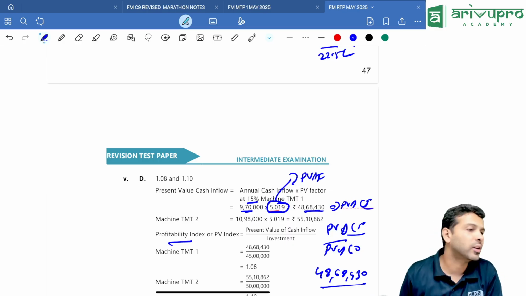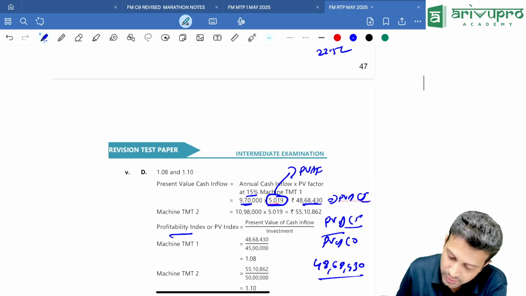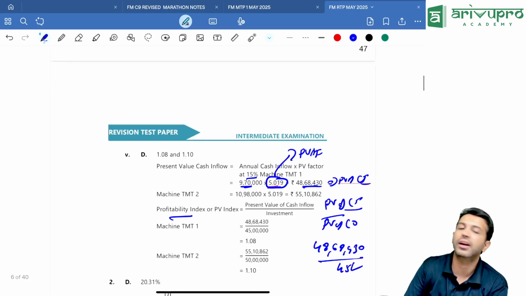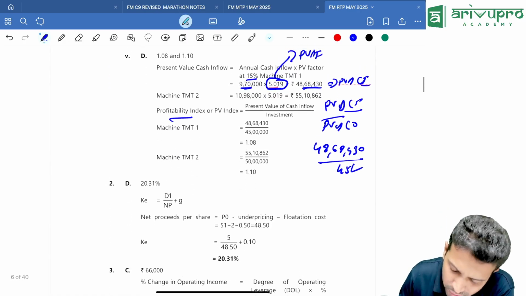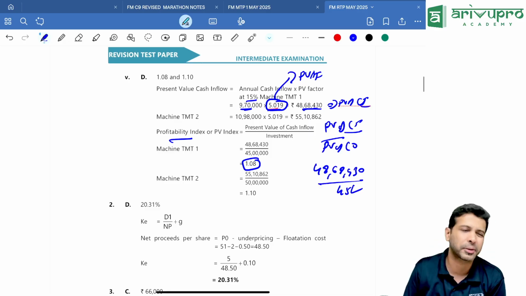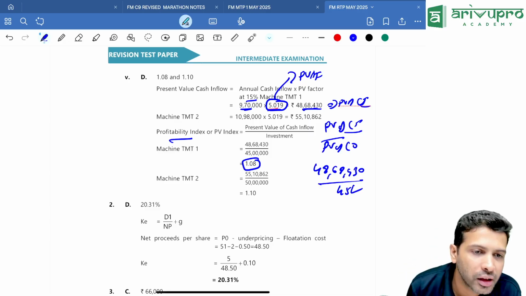48,68,430. That is the present value of cash inflow divided by present value of cash outflow. For machinery 1, the outflow is 45 lakh. You will get a profitability index of 1.08. That's all. Done, people. So quickly reviewing.